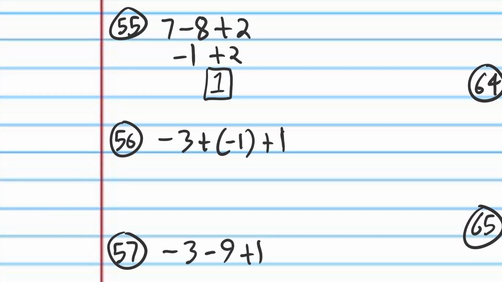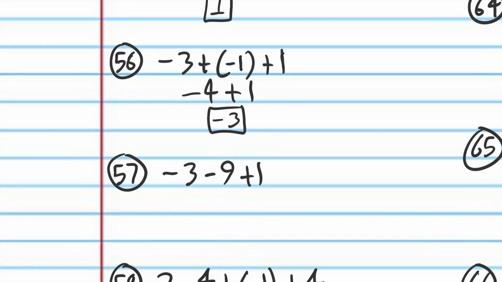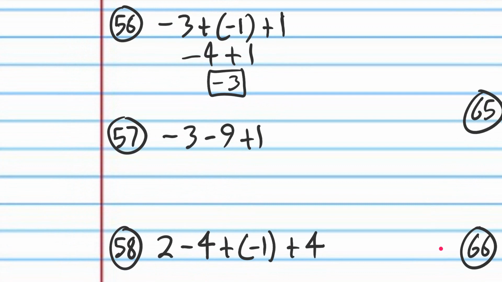All right, number 56. Go and attempt that problem, and when you're done, we'll do it together. Pause the video. All right, we're back. Negative 3 plus negative 1 is negative 4. Negative 4 plus 1 is negative 3. If you got negative 3, good job. If you didn't get negative 3, just go back and figure out what you did wrong.